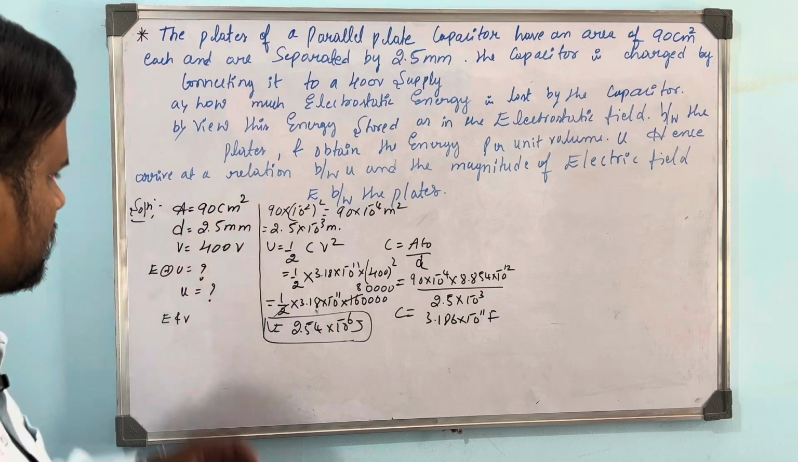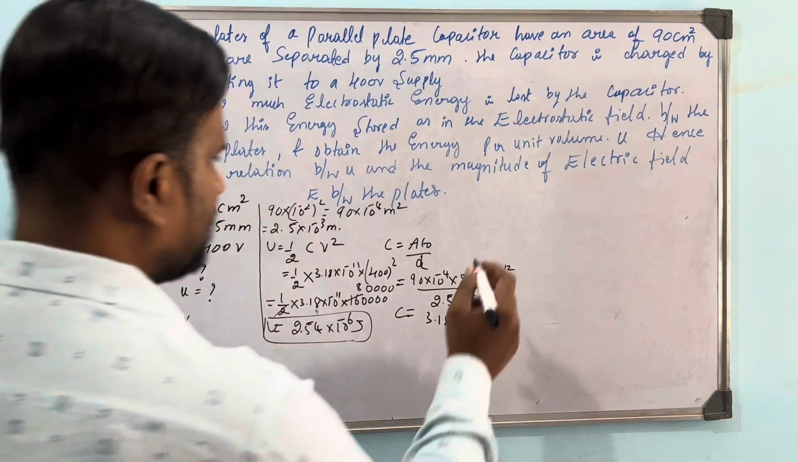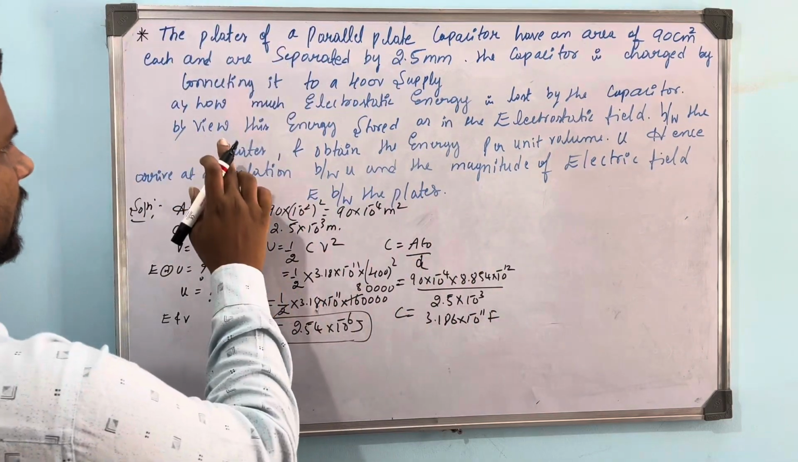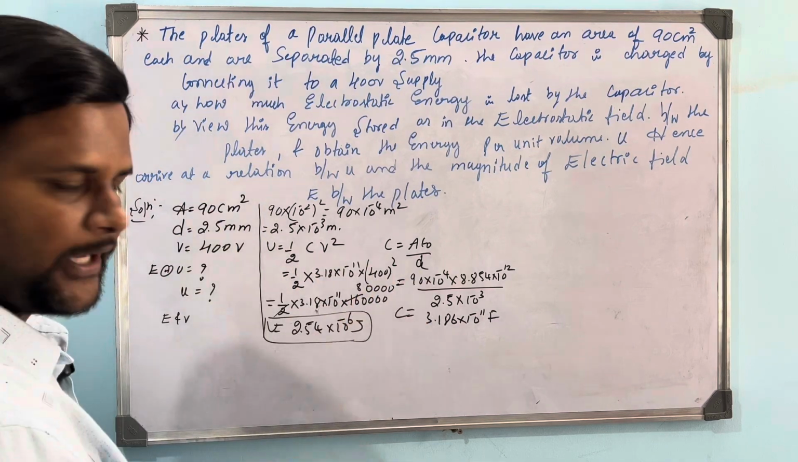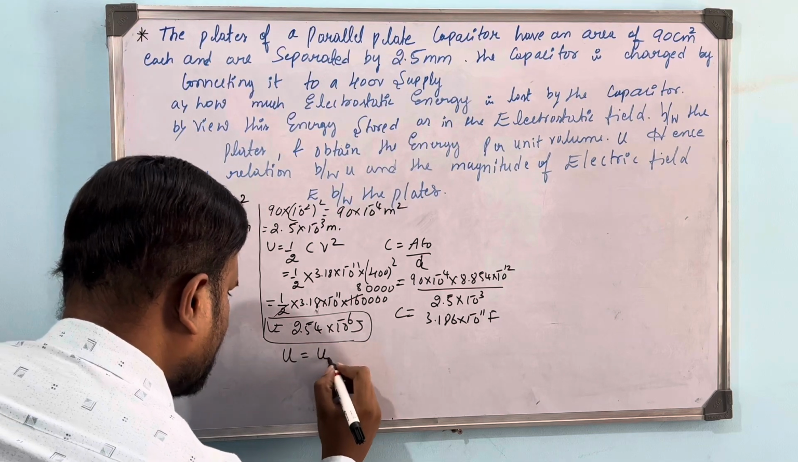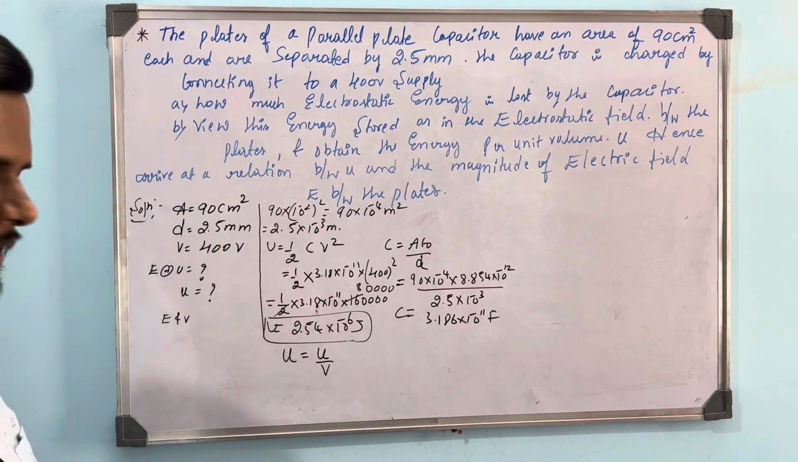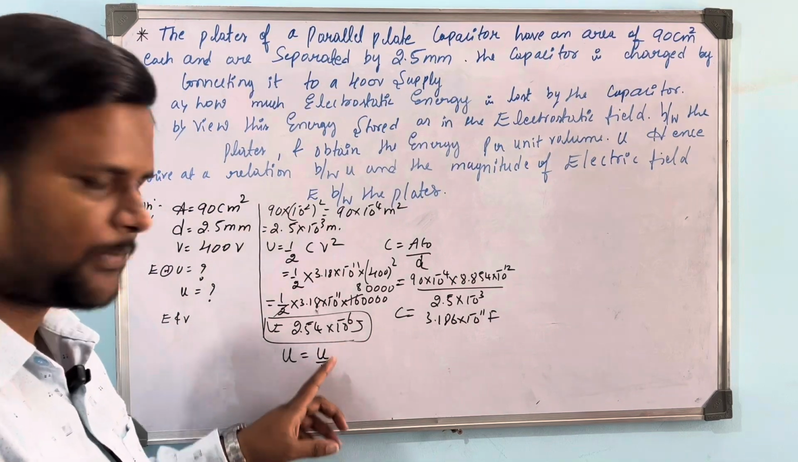Now the first part is over. Next, the second part: we need to calculate the energy, but in terms of energy density. Energy density is given by the formula U is equal to energy per unit volume.